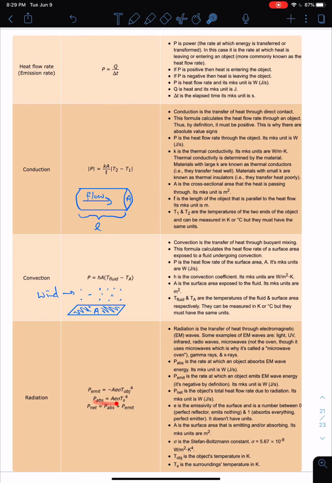So this is the formula for when it's absorbing. Notice there's no minus sign, and the other difference is it says T sub S. That's the surrounding temperature in Kelvin. And so if you want to figure out the net heat flow due to radiation, you just have to add those two together. That's the idea.